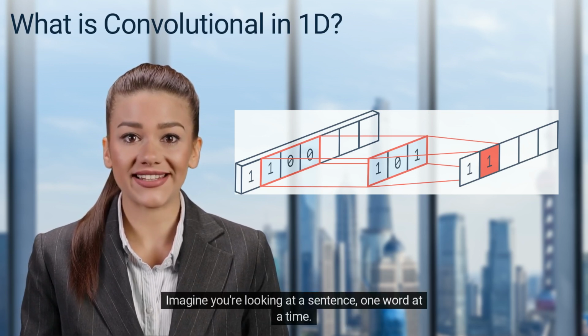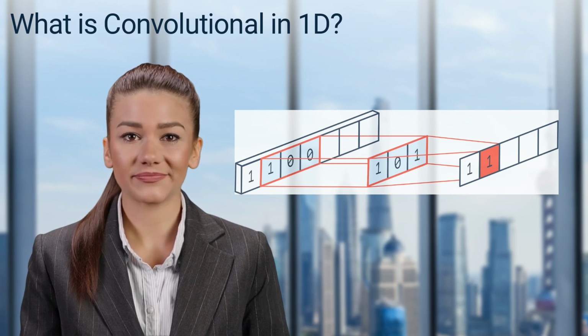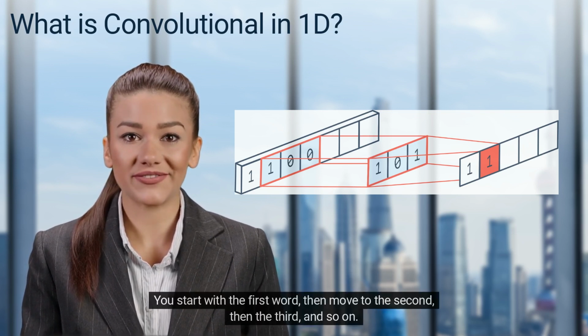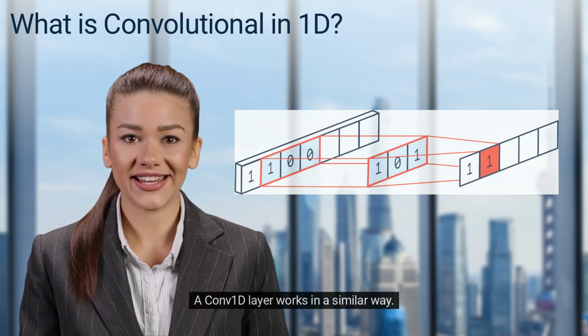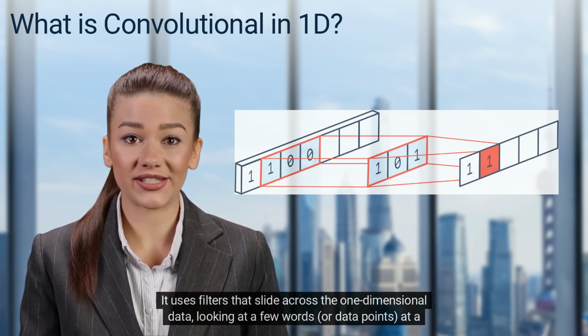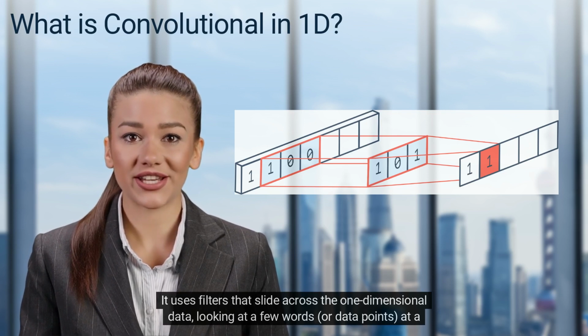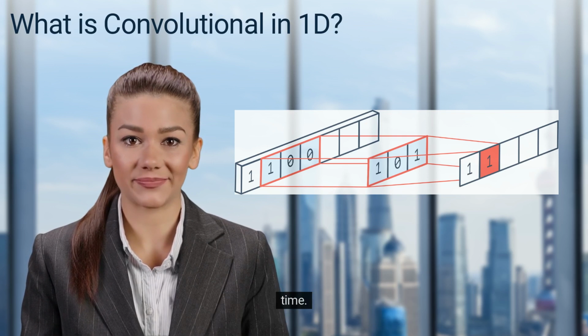Imagine you're looking at a sentence, one word at a time. You start with the first word, then move to the second, then the third, and so on. A conv1d layer works in a similar way. It uses filters that slide across the one-dimensional data, looking at a few words, or data points, at a time.